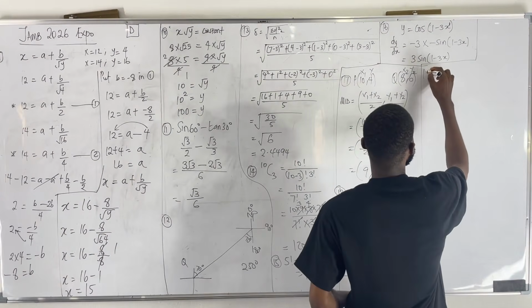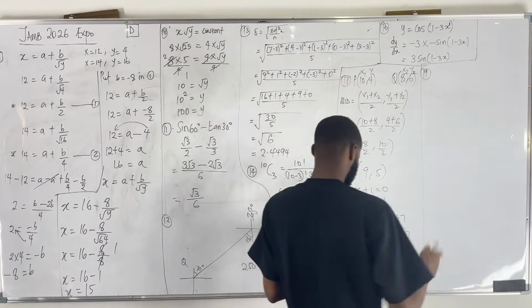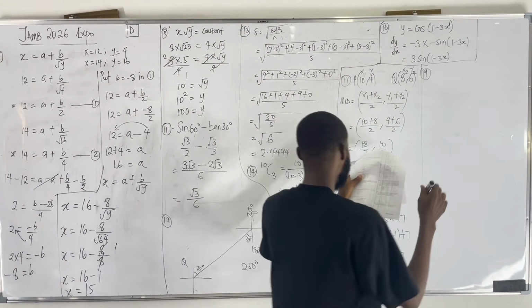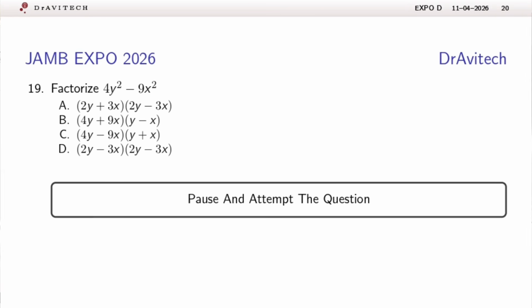Let's move on. So the next one is question 19. Question 19 says, factorize 4y squared minus 9s squared.